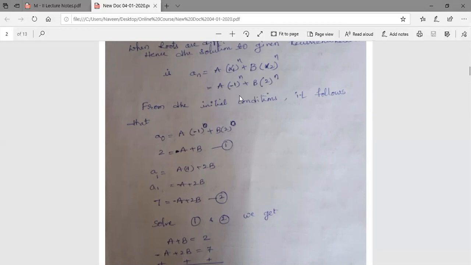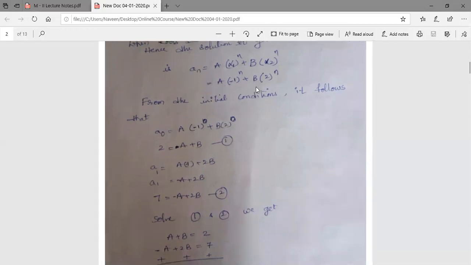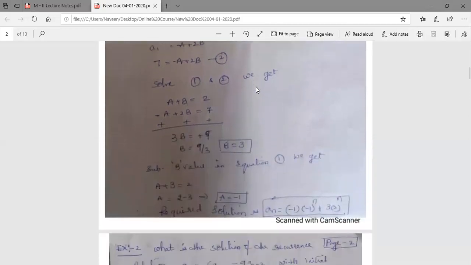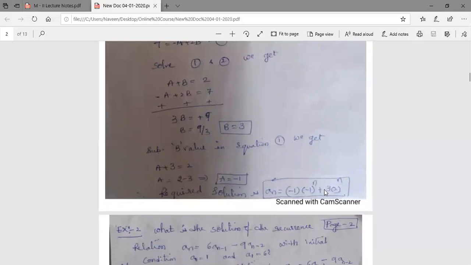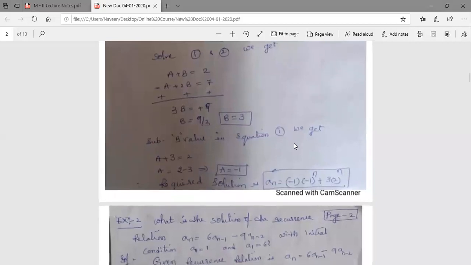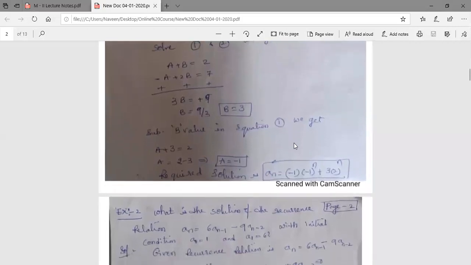We have just got the values of A and B. By substituting A as minus 1 and B as 3, you get the required solution, that is minus 1 into minus 1 power n plus 3 into 2 power n, with initial conditions a naught is 2 and a1 is 7. This is about solving linear homogeneous recurrence relations.